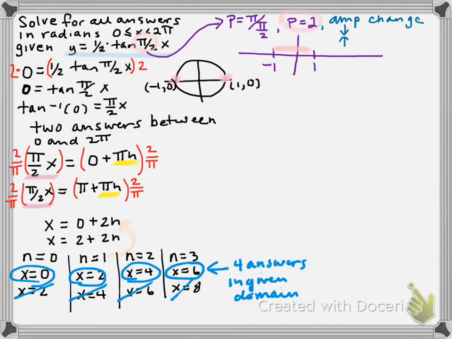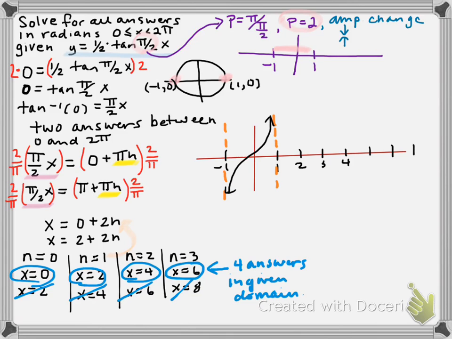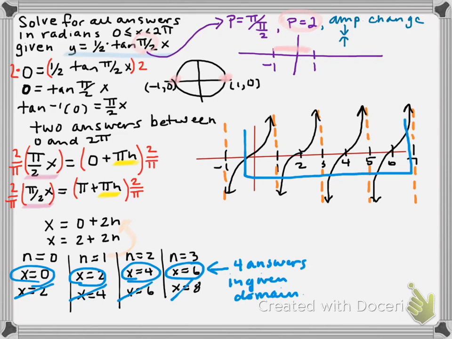Okay, so now I'm going to show you what the graph looks like so that we can see that, yeah, there should be 4 answers. So first we'll put the asymptotes in. And remember, we've had a period change, so there are no pi's on this axis anymore. And so every single one of these tangents will be graphed with a period of 2. And we can see within that range, we end up with those 4 answers, 0, 2, 4, and 6.